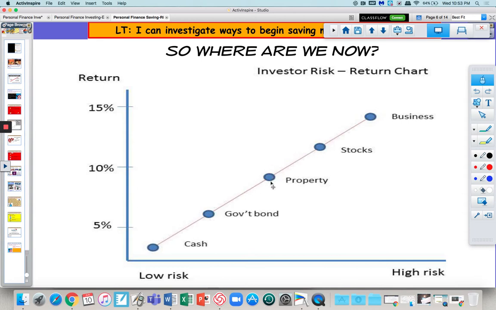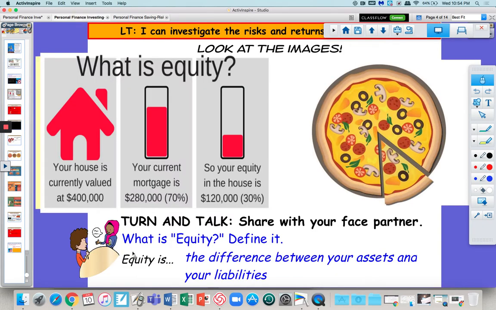Owning property would be considered medium risk, because again, the average return for property tends to be about 10%. This is all I want to say about property, because people often make this mistake with it: there are cases where people win when they buy property, and then there are times when people lose. And remember, all of it is about building what we call equity.